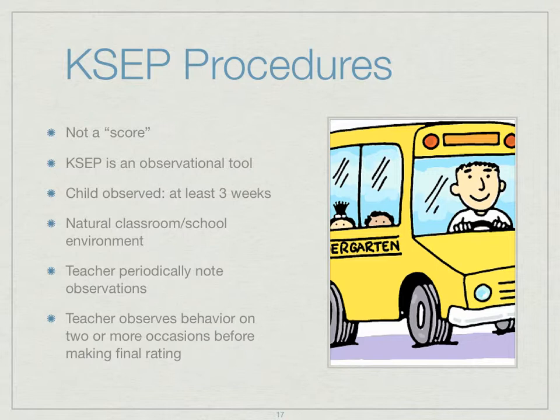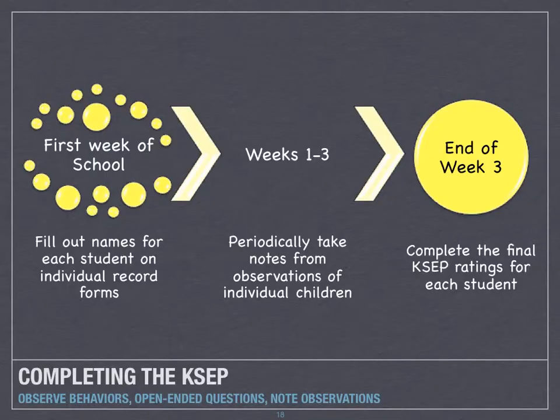Based on your interactions and observations with each child during the first 3 weeks of school, you will provide your best professional judgment by rating each child on each KSEP item as you refer to the rating rubrics. Forms are provided in the KSEP user guide to facilitate this process if needed. To reiterate, this slide illustrates the process that we recommend teachers engage in when completing the KSEP. Following these steps will provide the best possible ratings of your students.